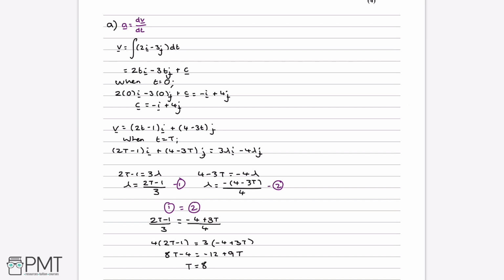Mark number 1 is a method mark, and it comes from finding this first expression for velocity that involves a c term. And then we get an answer mark for finding this c term and therefore stating that this over here is the whole expression for velocity, 2t minus 1 i plus 4 minus 3t j. And then we get a method mark for doing this equation over here, so we find both equations in terms of lambda and set them equal to each other as a simultaneous equation. It gets us a method mark.